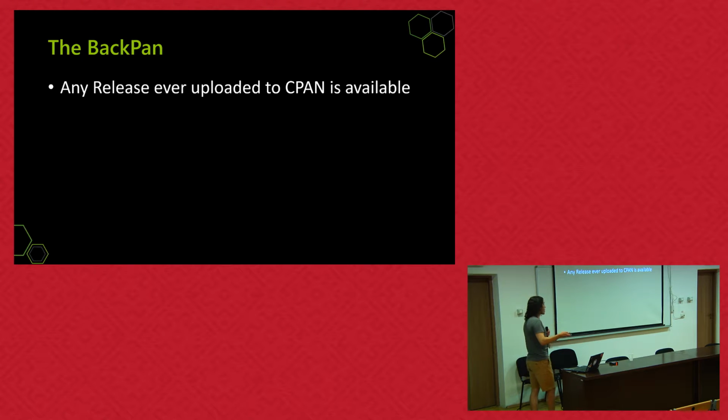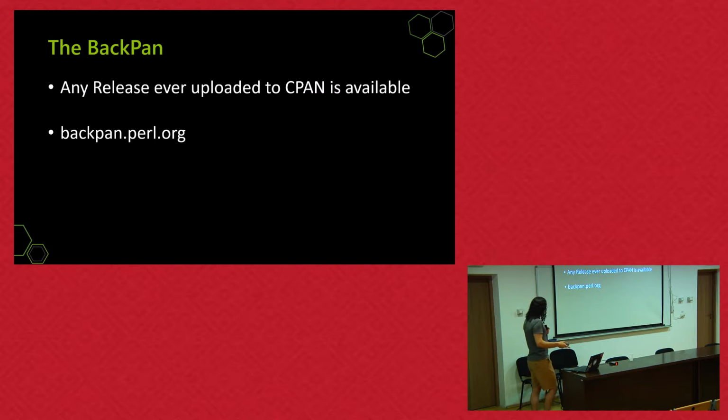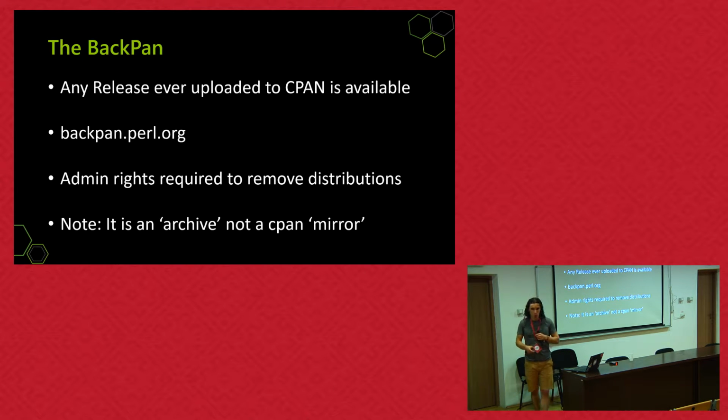And I have great news for you guys, because if we go and check David Golden's directory at BackPan, there you are, there's left path. That's the URL, which maybe you could already see. And yes, you can remove stuff from BackPan, but in order to do so, you're required to have admin rights. So it looks like left path is here to stay for us. Lastly, one note: from BackPan you can download distributions, tarballs, but you cannot point, for instance, your Carton to BackPan, because it's an archive, not a mirror.